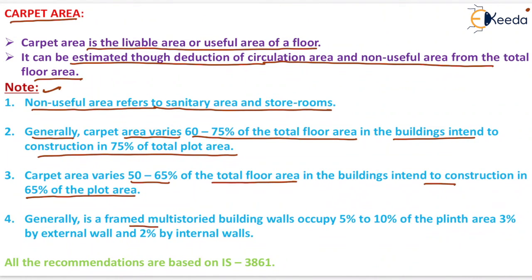Generally, in a framed multi-story building, wall occupies 5% to 10% of the plinth area, 3% by the external walls and 2% by the internal walls. All these recommendations are based on Indian Standard 3861. That is all about the types of area.